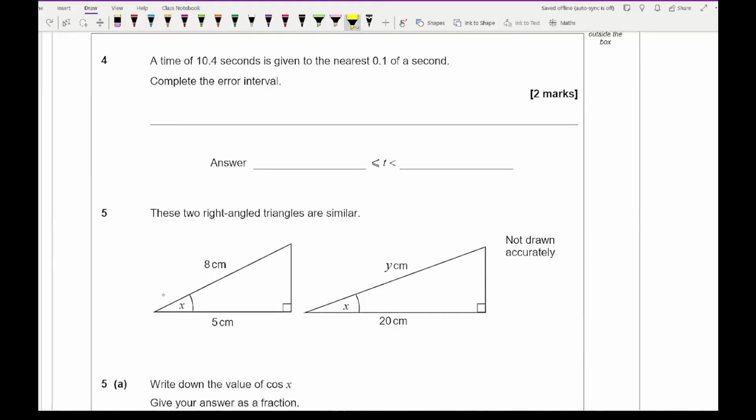Now with these particular bounds, what you want to do here is take what the rounding of the measurement is. We halve that, so half of 0.1 is 0.05, and then we want to add and subtract that number from the number that's been rounded. So the calculation is 10.4 plus or minus 0.05, and that's going to be 10.35 and 10.45.